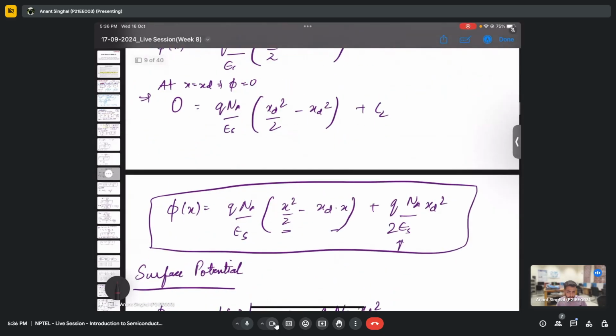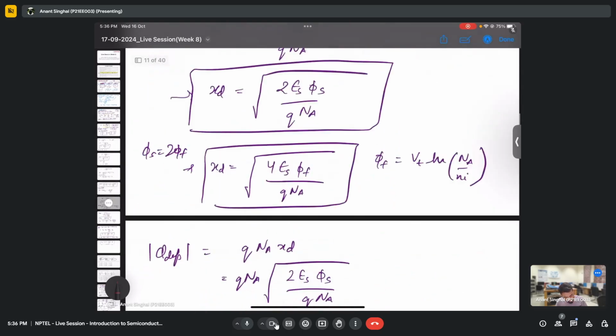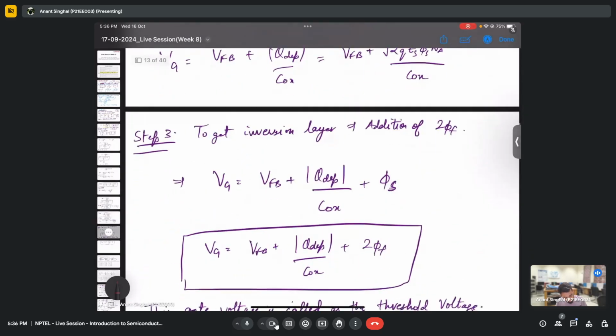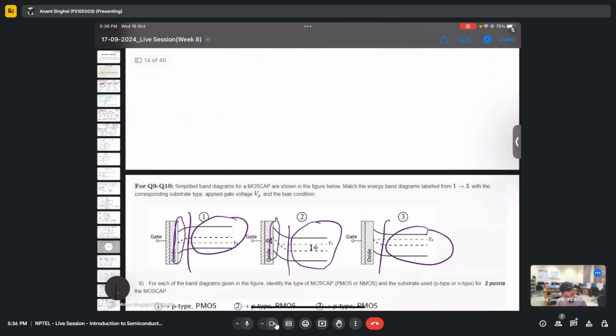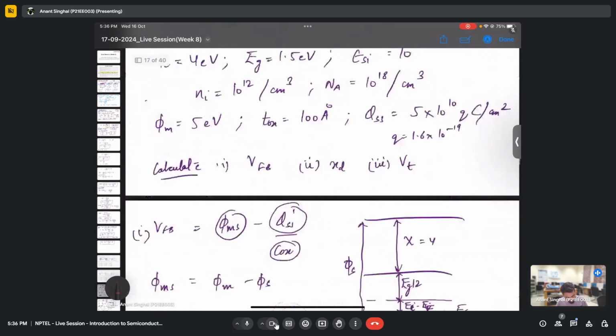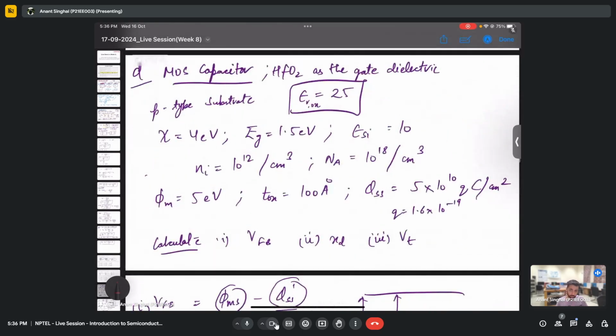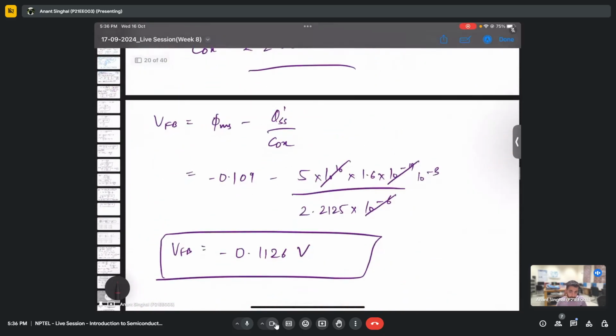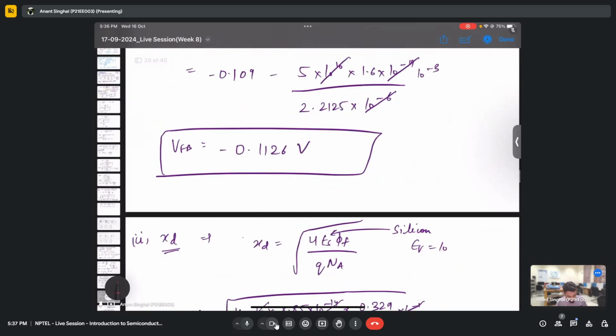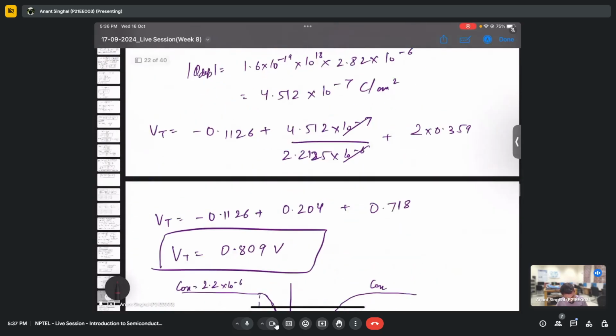again using the Poisson equation, which is a basis. And after the depletion, we get the inversion layer by addition of this 2 phi f potential. And we get to know that this particular gate voltage is nothing but the threshold voltage. And yeah, we covered the band diagram and then did some problems on the threshold voltage based upon the derivation that we had. So this is again very important. You should remember all the formulas for the threshold voltage.